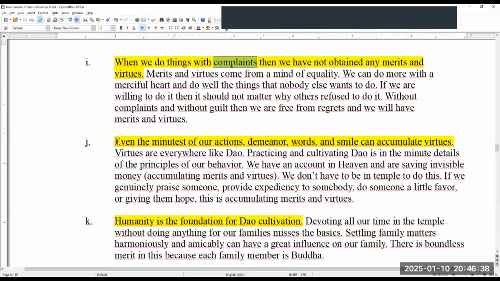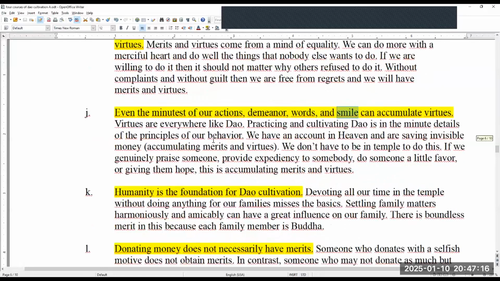Then, of course, even the minutest of our actions, demeanor, words, and smile can accumulate virtues. It's the same thing as the smile aspect that I mentioned earlier. Whatever we do, whether it's actions, demeanor, words, or even a smile, it can be beneficial to other sentient beings. And so we must practice those actions, demeanor, words, and smile, so that we can become more virtuous within ourselves.